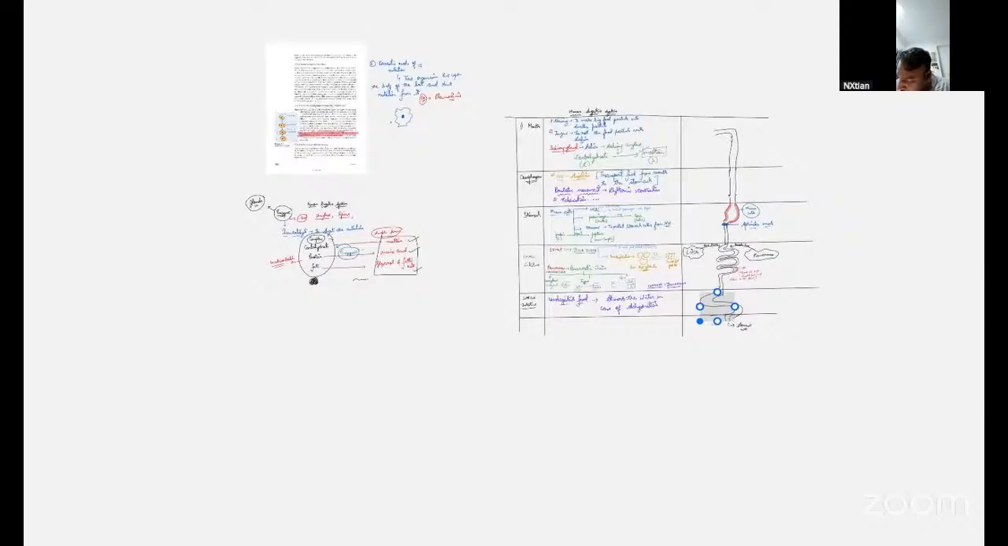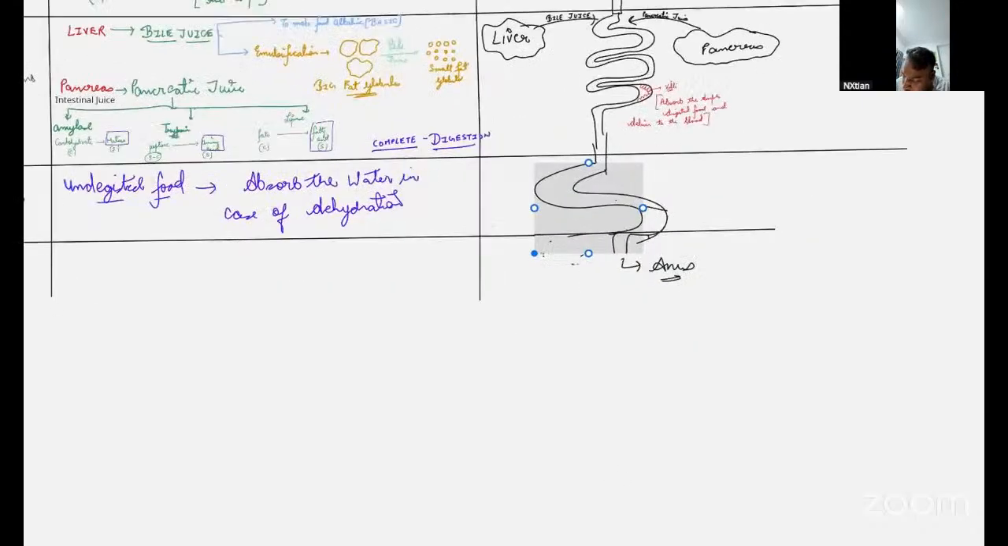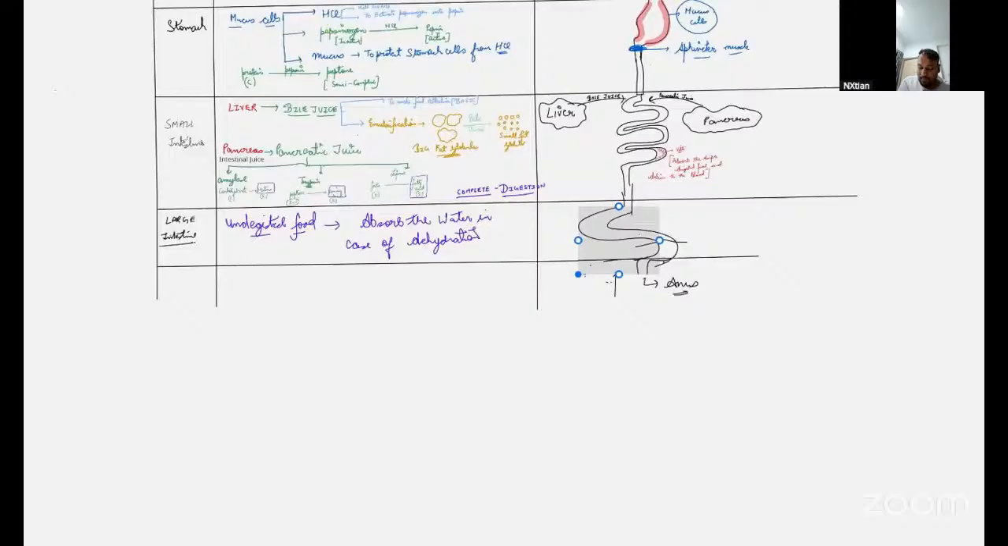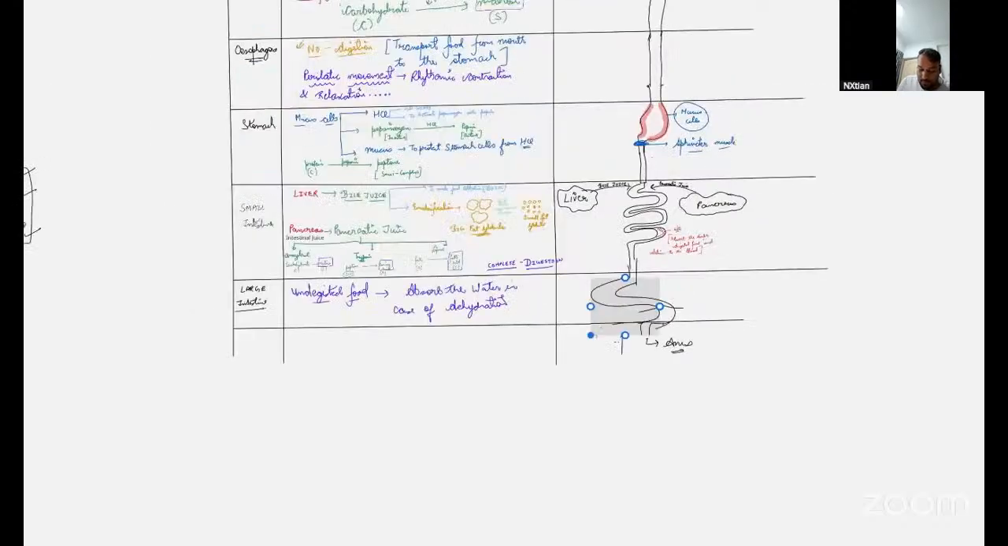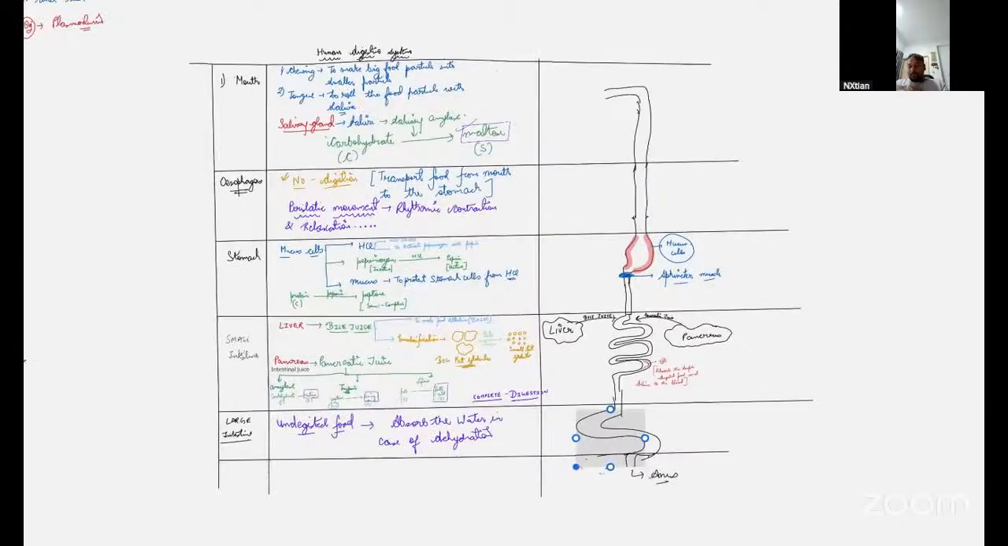Are you getting this? Say yes or no? Yes. So this is the whole digestive system. Now, does anybody have any doubt? Please ask me.